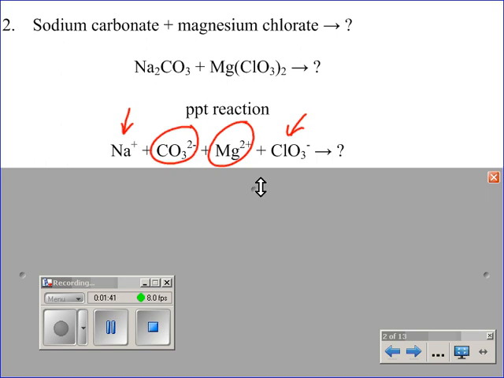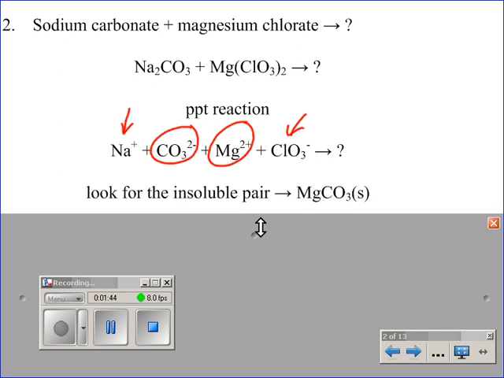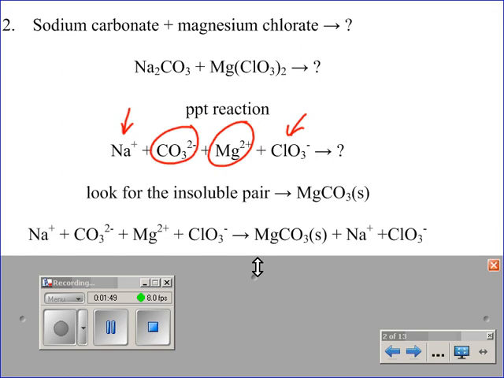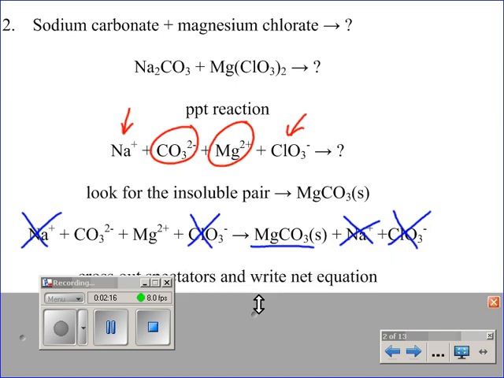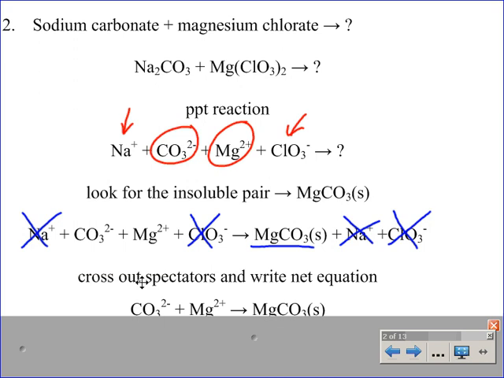So now that I've identified the insoluble pair, magnesium carbonate, that's going to form a solid, I can start filling in the other side of my arrow. So I'm going to make the magnesium carbonate, definitely. And because they're not going to react in any way, they're going to stay the same, the sodium ions and the chlorate ions are going to be spectators. Nothing happened to them, they get crossed out.